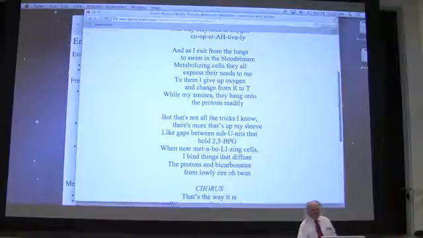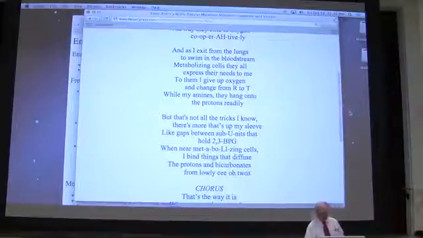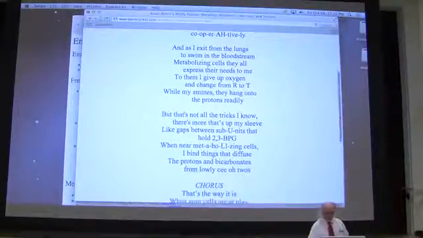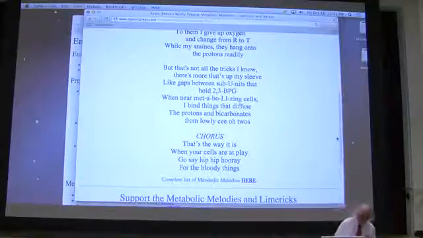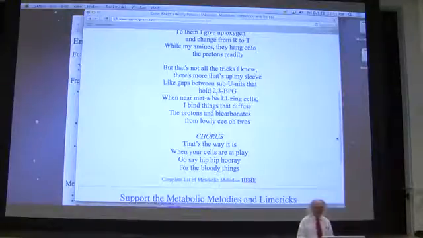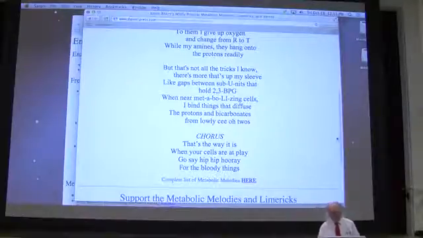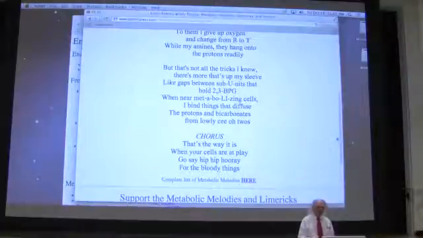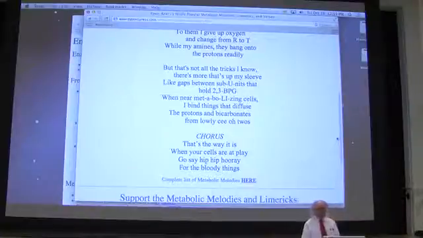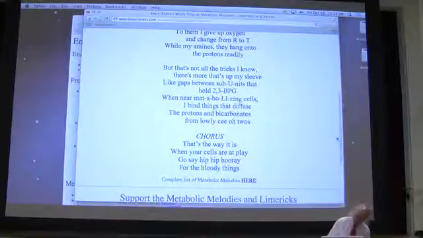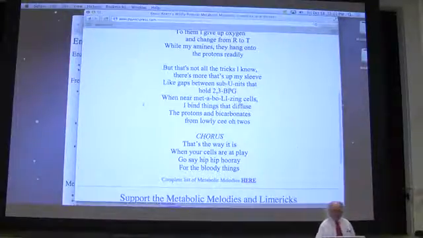While my amines, they hang on to the protons readily. But that's not all the tricks I know. There's more that's up my sleeve. Like gaps between subunits that hold 2,3 BPG. When near metabolizing cells, I bind things that diffuse the protons and bicarbonates from lowly CO2s. That's the way it is when your cells are at play. Go say hip, hip, hooray for the bloody things. Go say hip, hip, hooray.